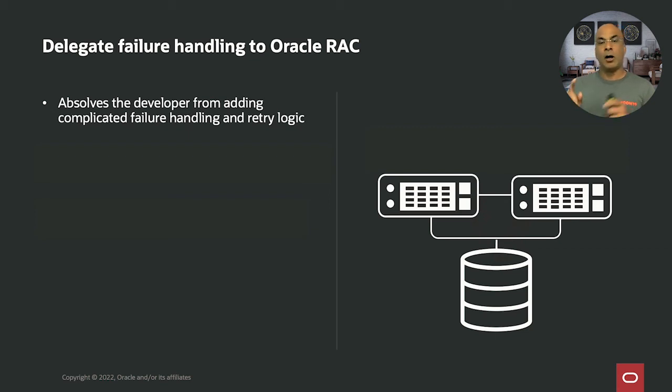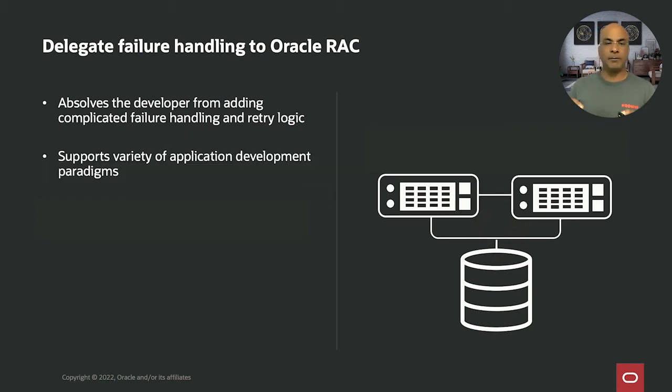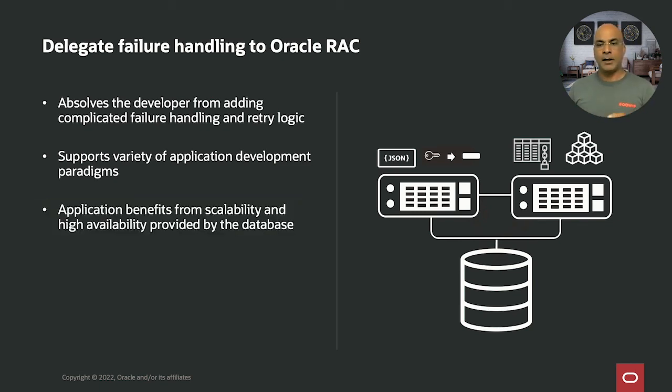Not only that, with Oracle RAC, you get the benefit of a variety of application development paradigms. Today, if you ask any developer, they always talk about JSON or key value pair or blockchain or whatever the newer things they are so excited about. Well, guess what? You could do all of these things on Oracle RAC. You can scale each of these by adding more instances, all without making any changes to your application. Applications will automatically benefit from the scalability and high availability features provided by RAC. You don't need to do anything.